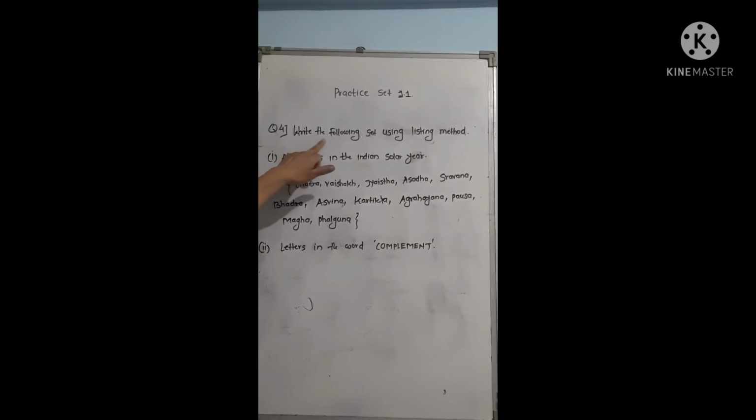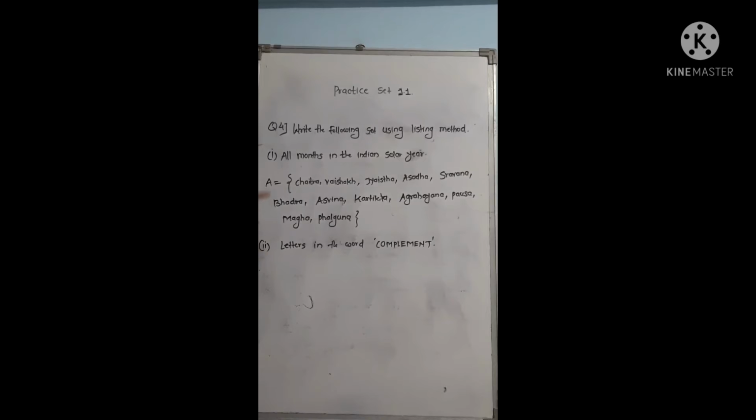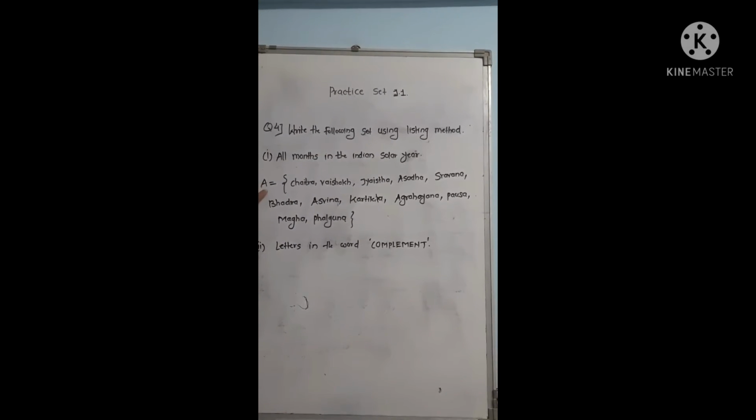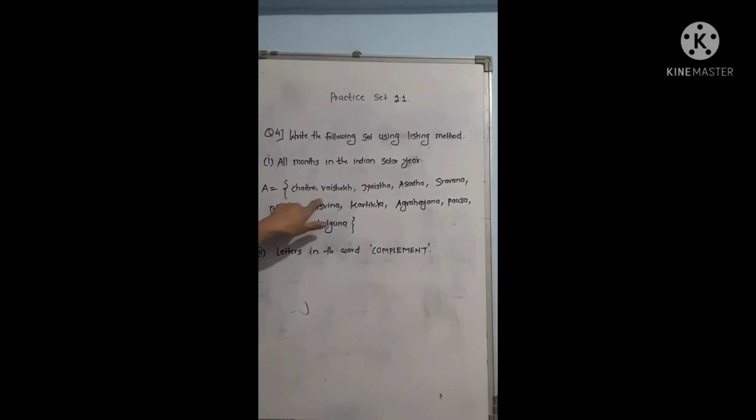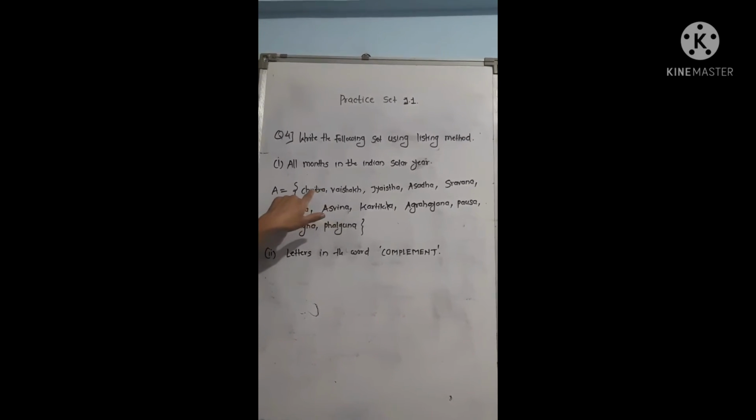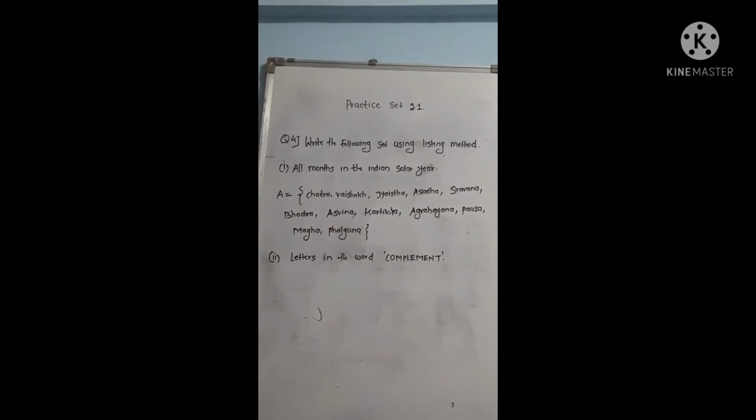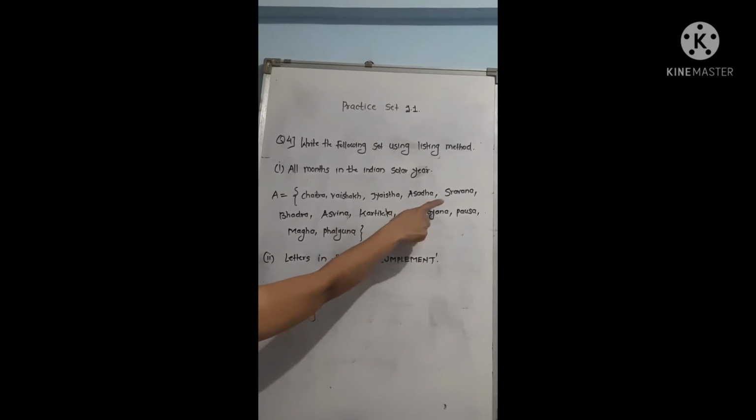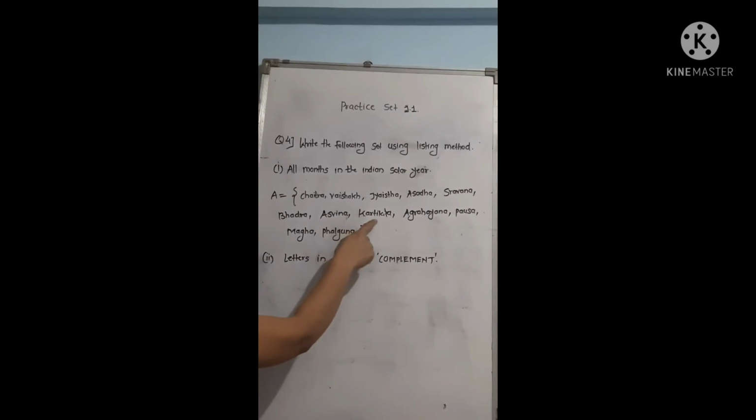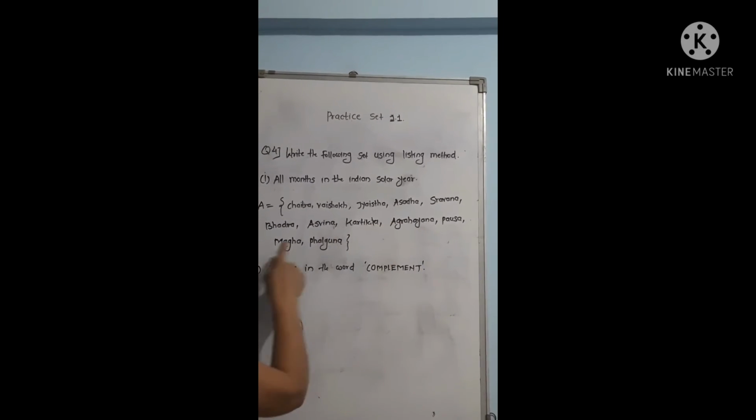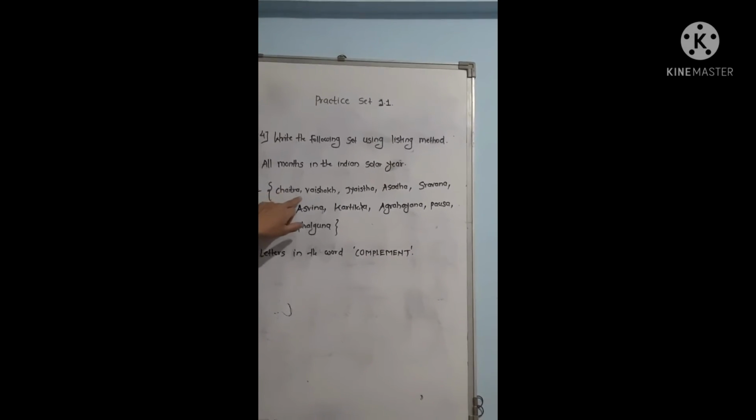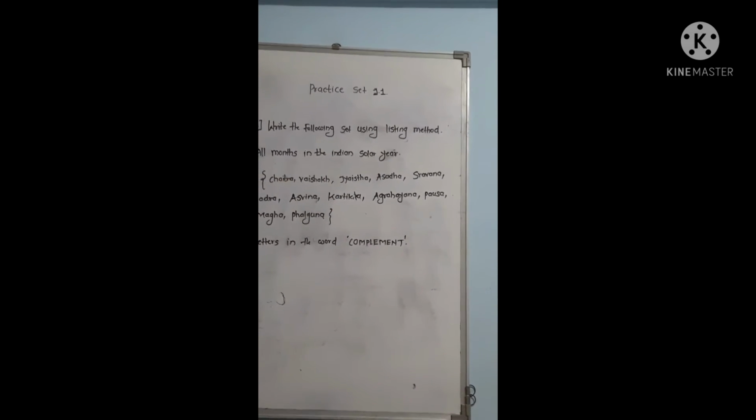Question number 4. Write the following set using listing method. First one, all months in the Indian solar system. So A is a set of all the months in the Indian solar system: Chaitra, Vaishak, Jyeshta, Ashad, Shravan, Bhadra, Ashwin, Kartik, Agrana, Paush, Magh and Falgun.